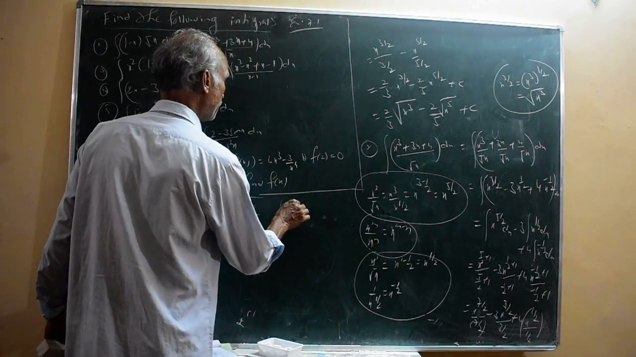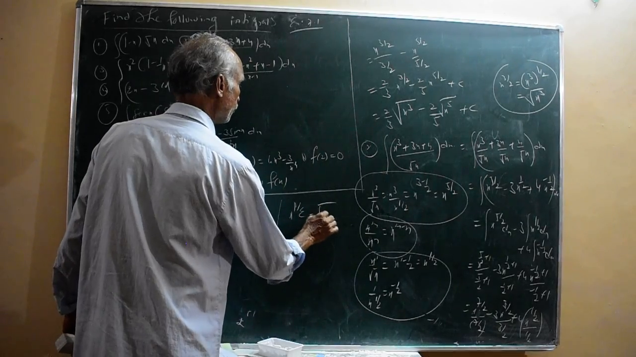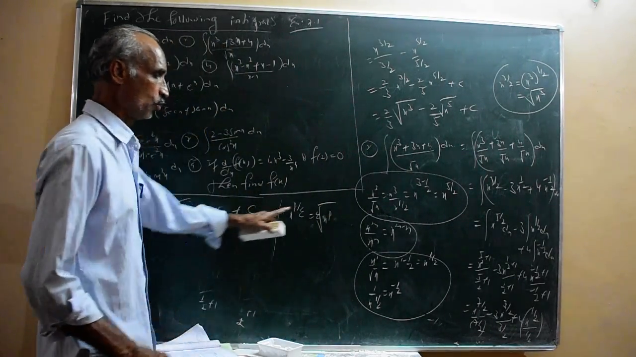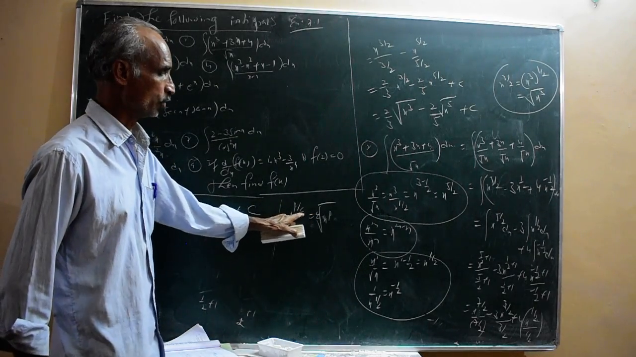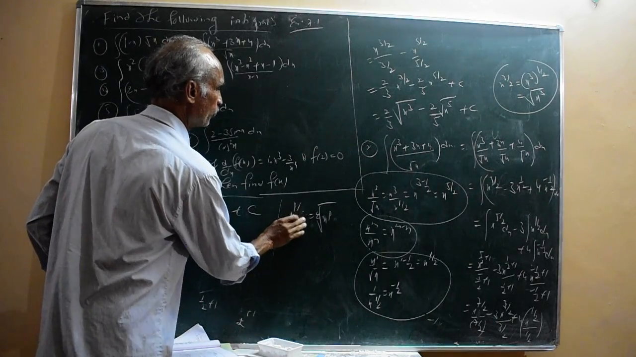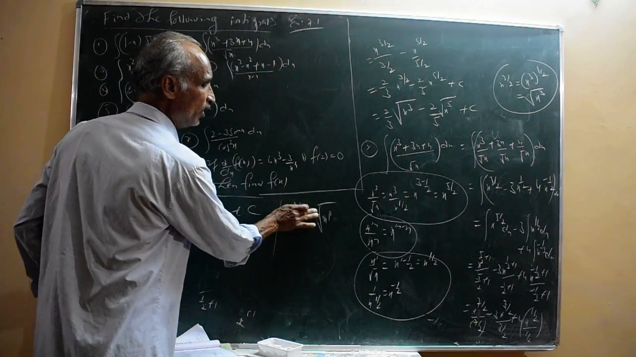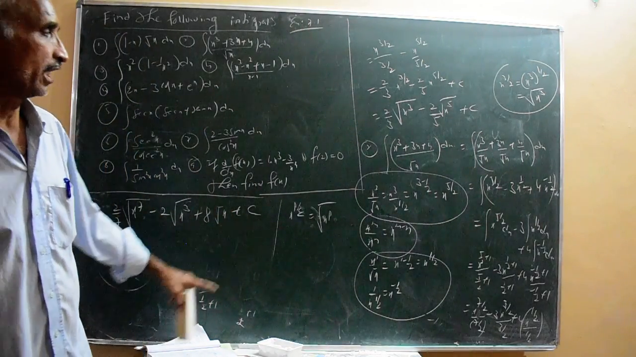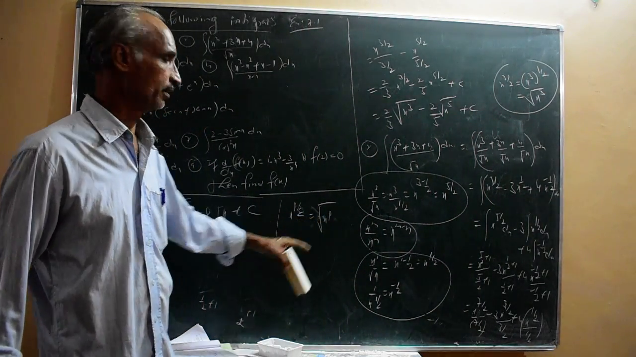x raised to p by q is equal to the q-th root of x raised to p. If q is 2, then it is a square root. If it is a square root, there is no need to write 2. If 2 is not written, it is understood to be a square root. Square root means the radical index is 2, understood?